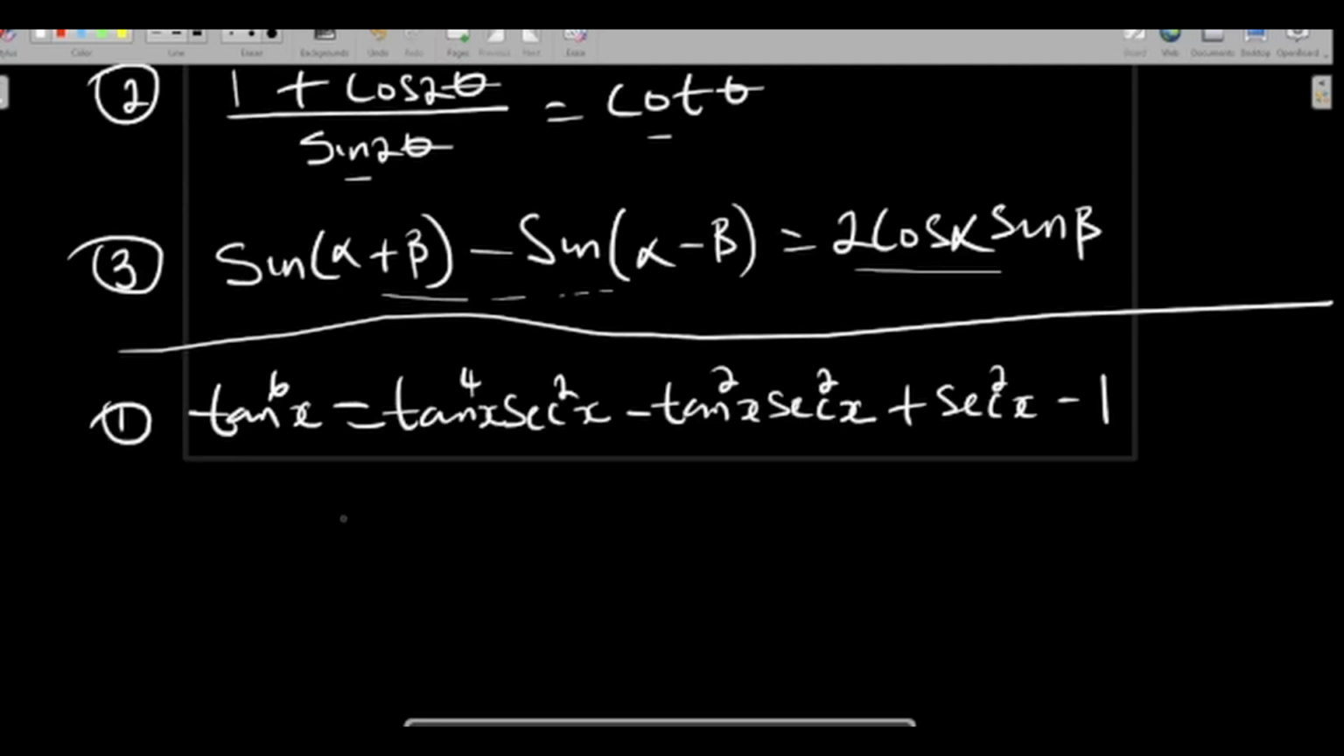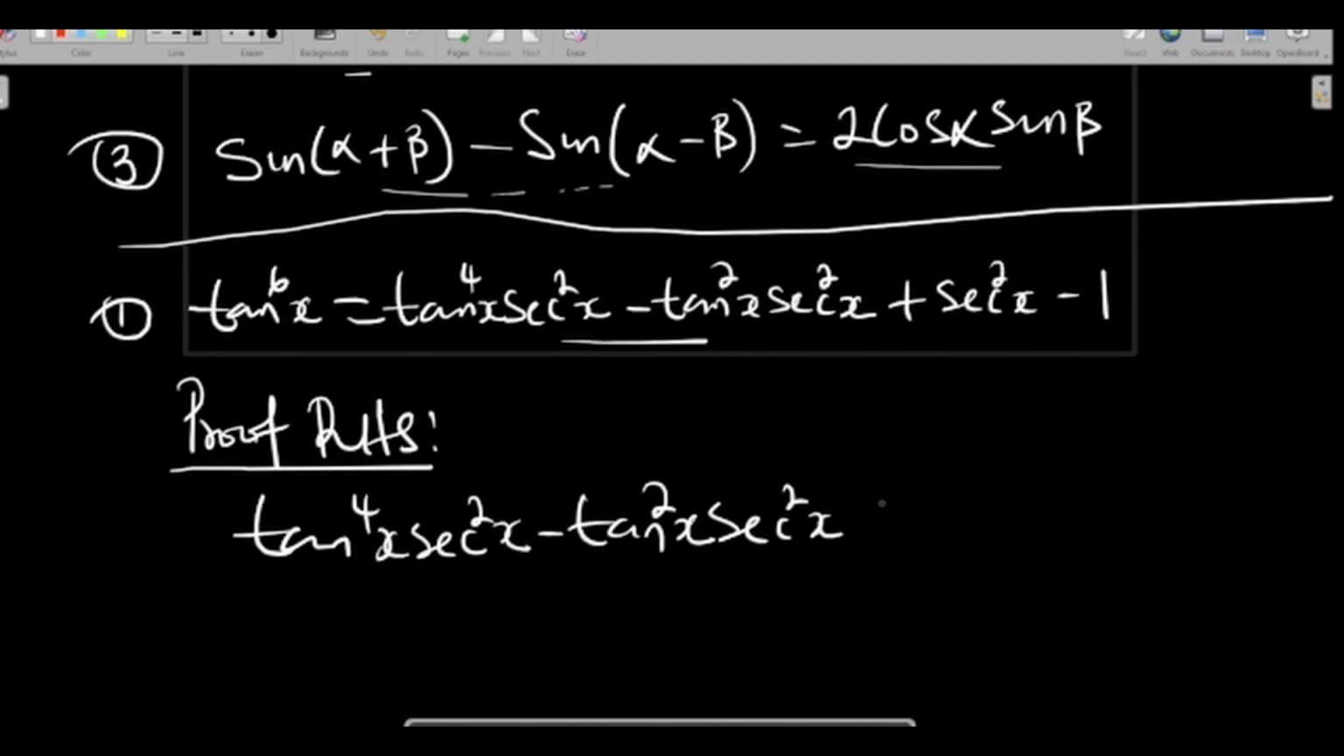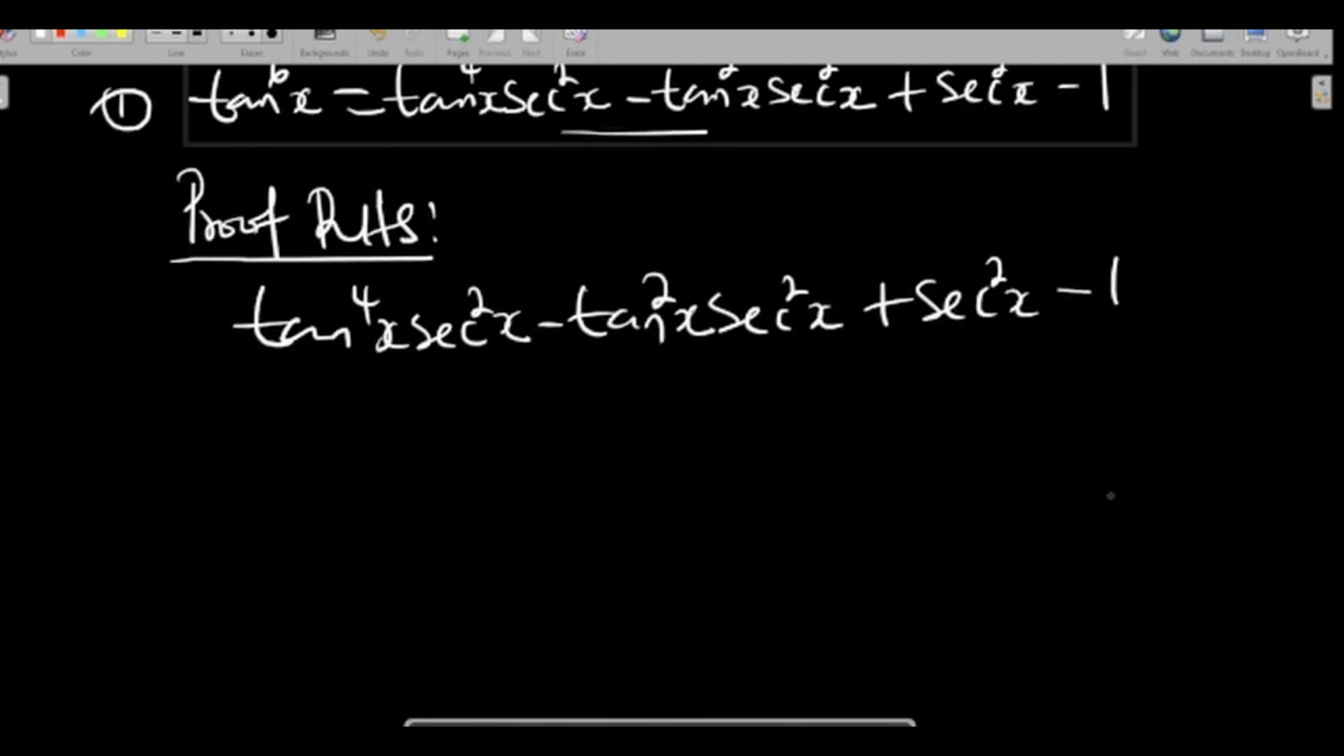Okay, well, we're going to start from the more complicated part, like I said, which is the right-hand side. So I would say proof RHS. So this means I'm starting from the right-hand side. And with that, I'm going to copy it down. Let me copy it down. Here you have tan 4x secant squared x minus tan squared x secant squared x plus secant squared x minus 1.